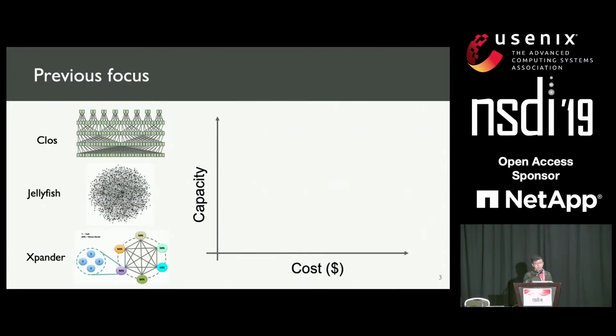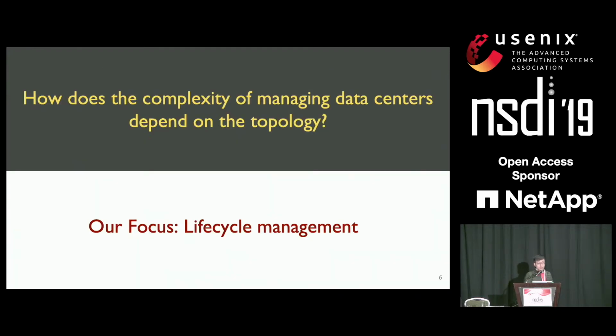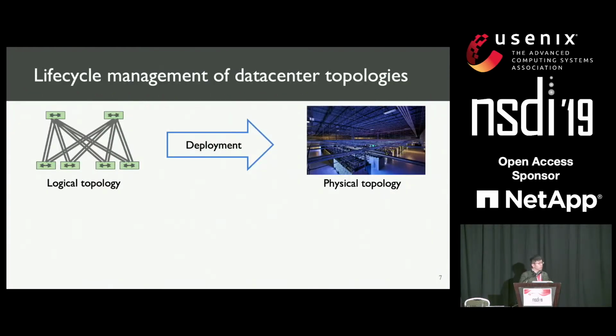Most previous designs focused on achieving high performance at a low cost. However, designing for manageability has received very little attention. So our work considers an orthogonal dimension of topology design, that is management complexity. Specifically, we ask the following question: how does the complexity of managing data centers depend on the topology? To answer this question, we focus on studying lifecycle management of data center topologies.